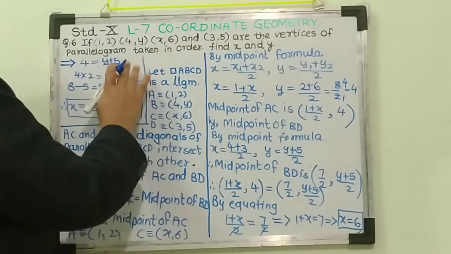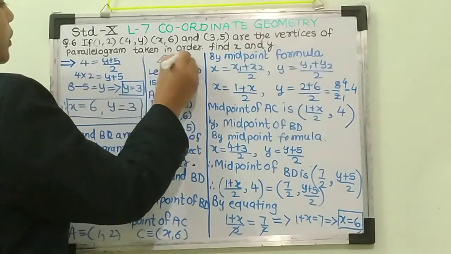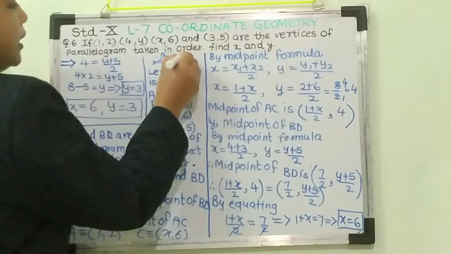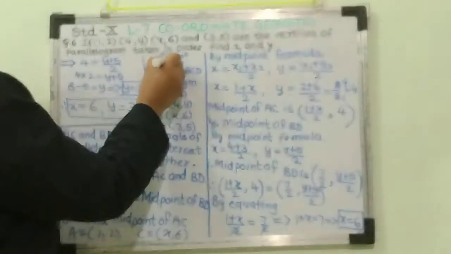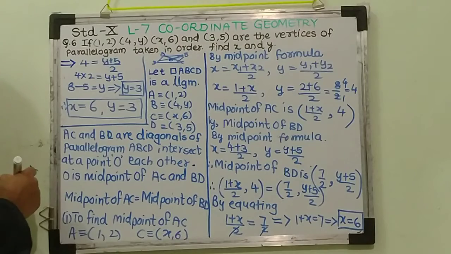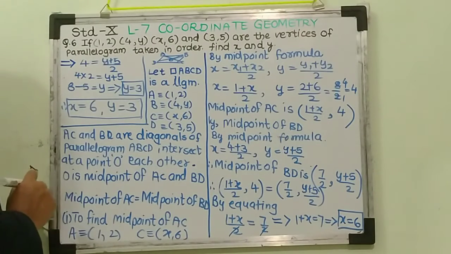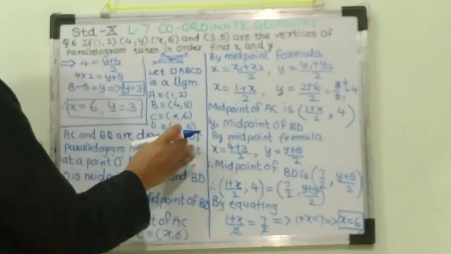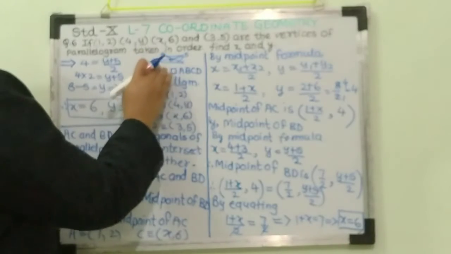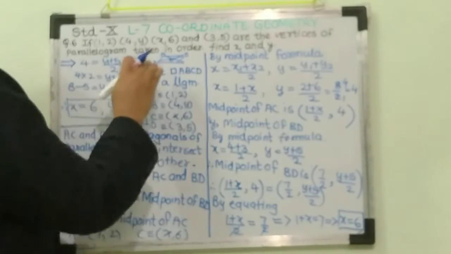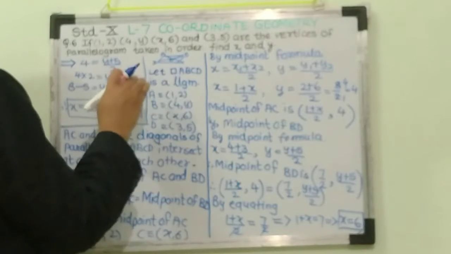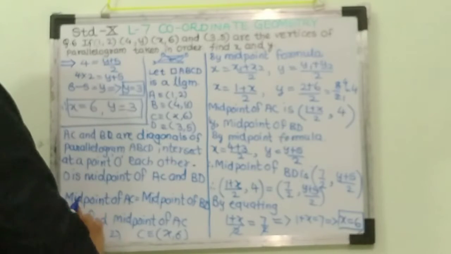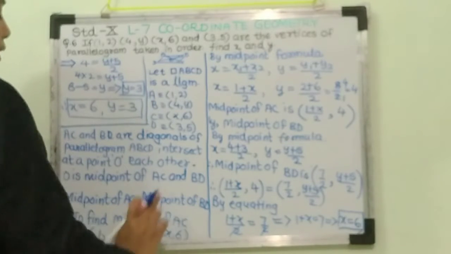Only I have roughly drawn the figure of the parallelogram here. You can draw the parallelogram ABCD and draw its diagonals where they intersect at point O. So understood? First we write the coordinates of the parallelogram. Then we know the diagonals AC and BD intersect each other at point O, and that is the midpoint of AC also and BD also. So the midpoint of AC equals the midpoint of BD.